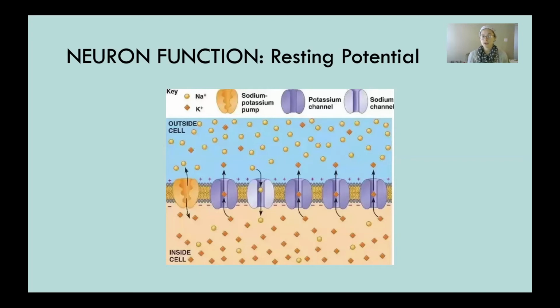Neurons store their energy in the form of charged particles. We're going to talk about the position and movement of these particles over the next few minutes. So just bear with me. I'm going to introduce our main characters here.